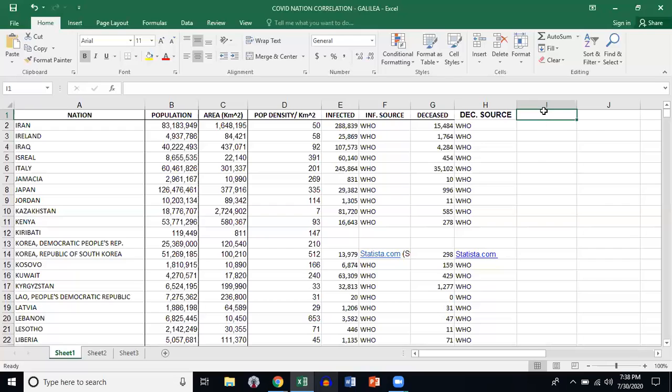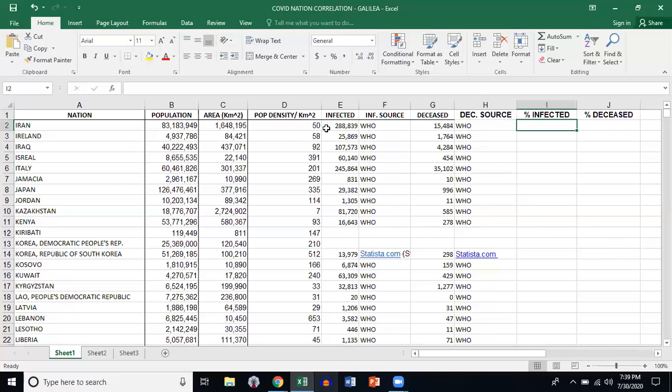So this is percentage of infected. And then the next one is percentage of deceased. All right. Now, let me just review with you how to do a percentage, so that we're turning the absolute numbers into relative numbers.